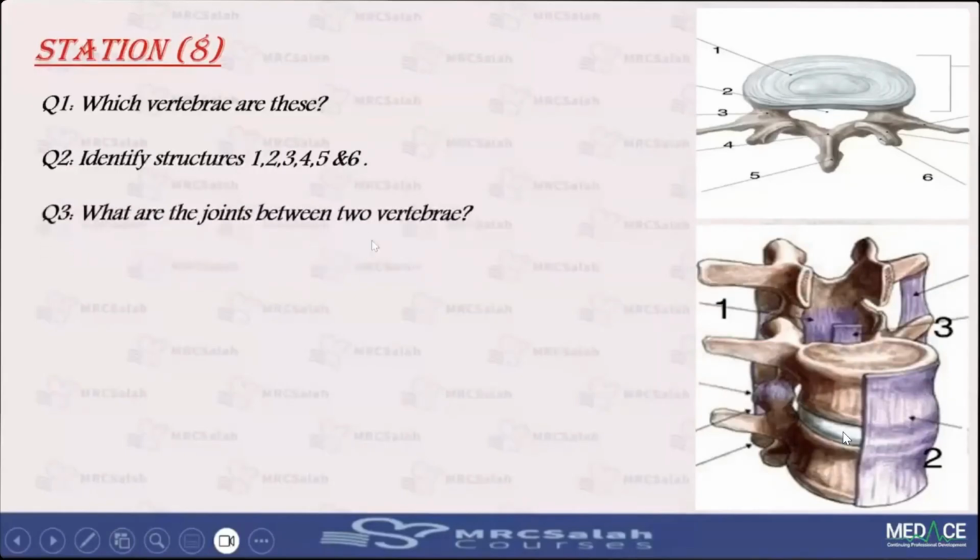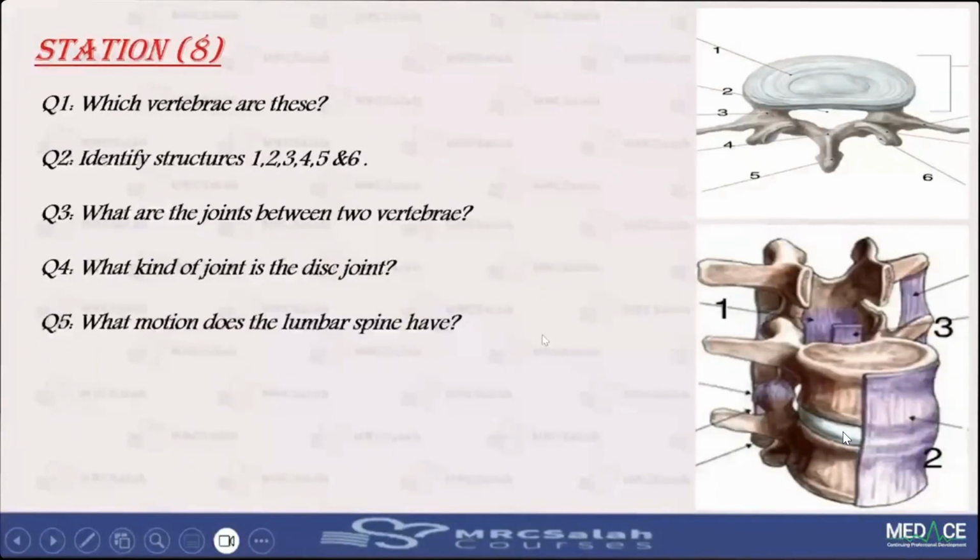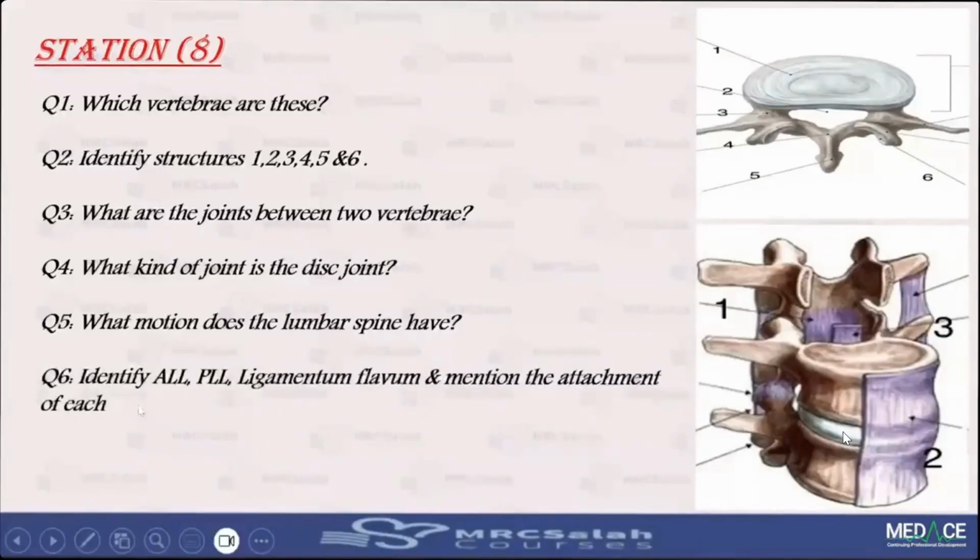Intervertebral articulation, superior vertebral articulation. And what are the joints, please, between the two vertebrae? Intervertebral disc joint. Which kind of joint is it? It's a secondary cartilaginous joint. What motion does the lumbar spine have? Flexion, extension, and lateral flexion. And minimal axial rotation, very minimal.